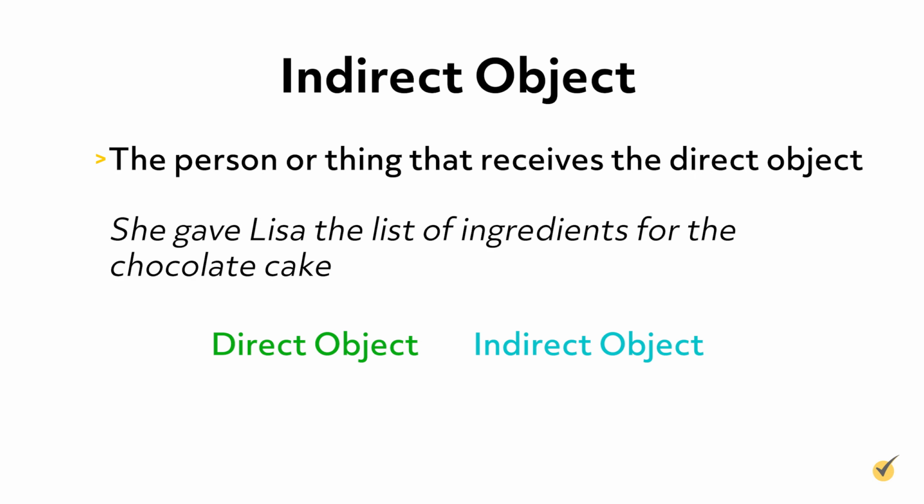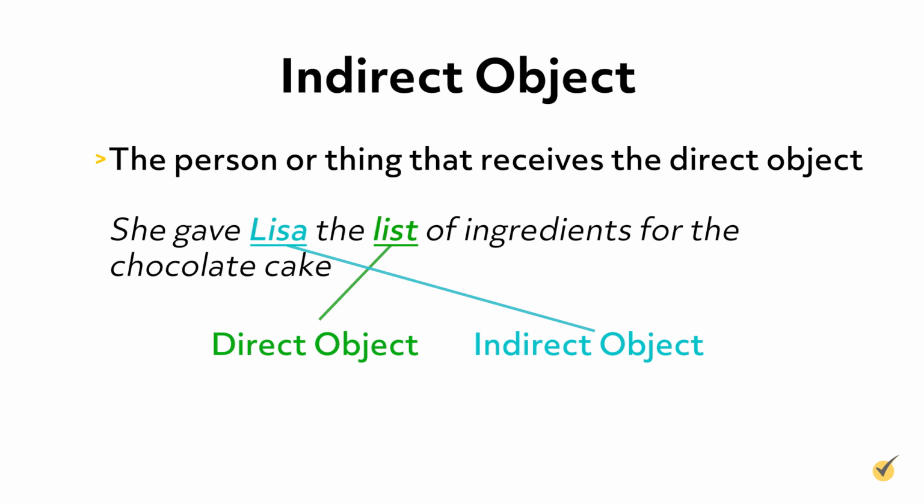Here's another example. She gave Lisa the list of ingredients for the chocolate cake. Let's find the direct object again first. In this sentence, the noun receiving the action is list. The list is being given. The list is being given to Lisa, so Lisa is the indirect object.